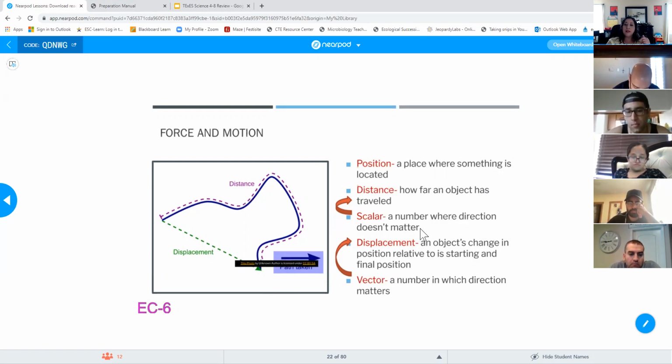And when we think of the difference between a scalar and a vector, that's going to be more specific to those of you doing 4 through 8. A scalar is a number where direction doesn't matter. So I traveled, I don't know, 3 meters. But a vector is where direction matters. So I traveled 3 meters north, or I traveled 3 meters down my street, right? Some sort of direction is going to be involved with a vector. And so displacement is going to be measured using a vector, but distance is going to be measured using a scalar. No direction is involved with distance.